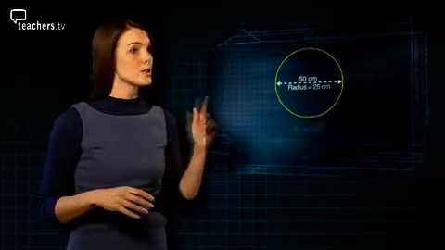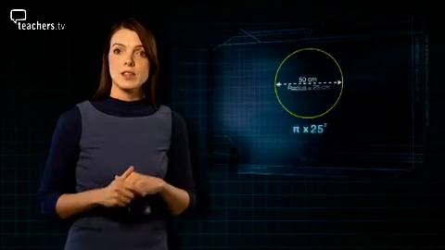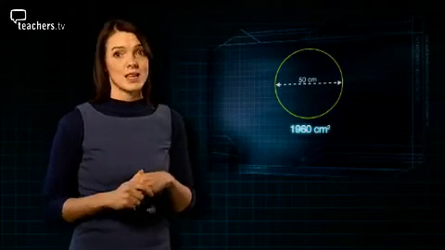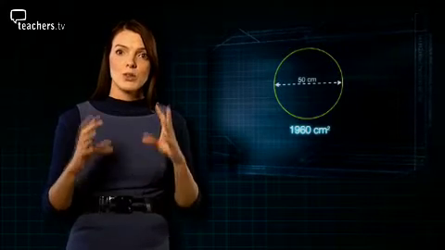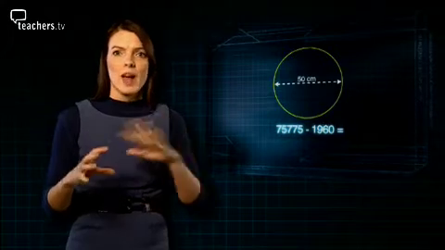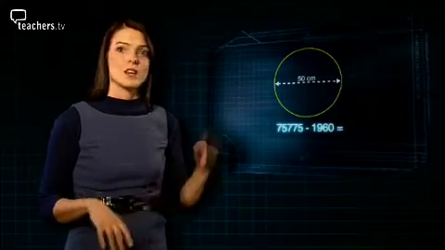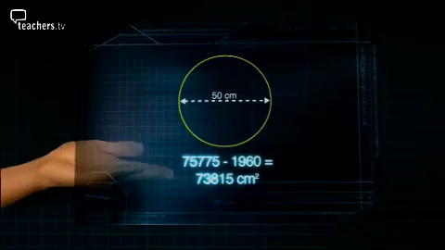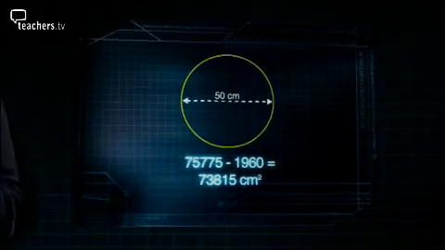So pi r squared comes to 1,960 square centimetres. Now, what we've got to do is take that figure away from our wall area without the mirror in, and that gives us 73,815 square centimetres.